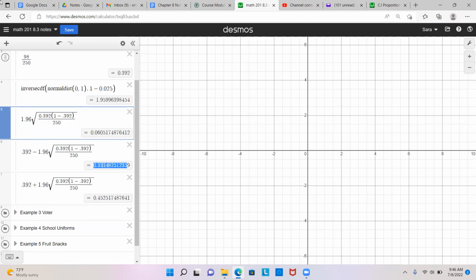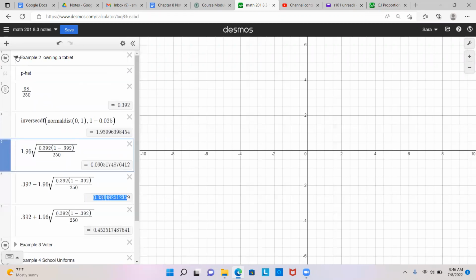I always go to 0.331, 3 decimals in the decimal form, and then we'll translate that to percentage in our interpretation. And then 0.453, okay, is our upper.